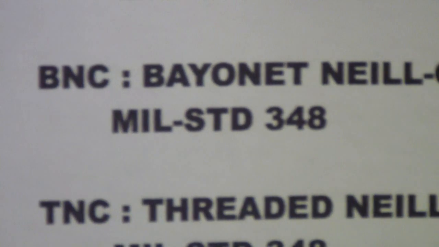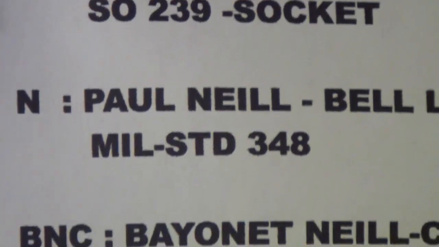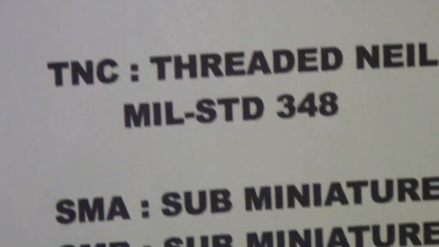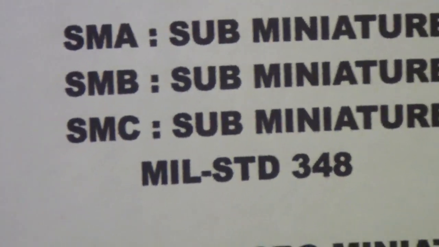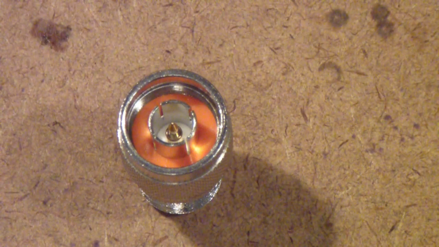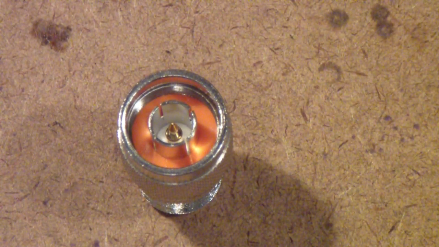And what you'll find is that Mil Standard 348 is used for the N connector, the BNC connector, the TNC connector, and many of the SM connectors, SMA, B, and C. So if you want to know the actual specifications of these connectors, look for Mil Standard 348 online. This particular connector is an adapter that will go from an N connector to a UHF connector.